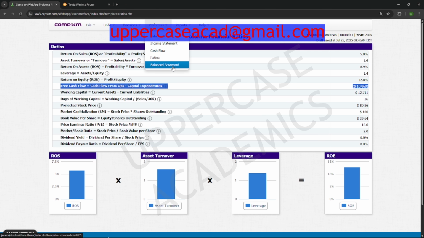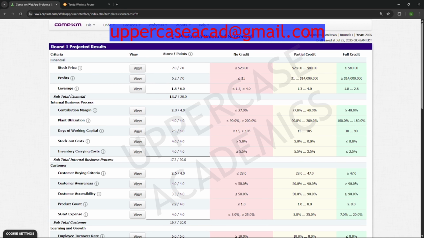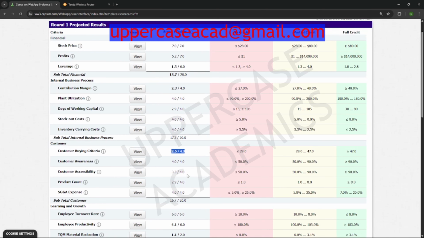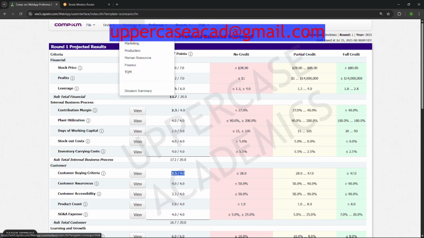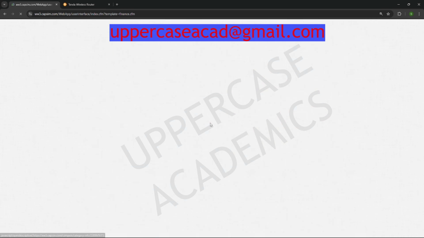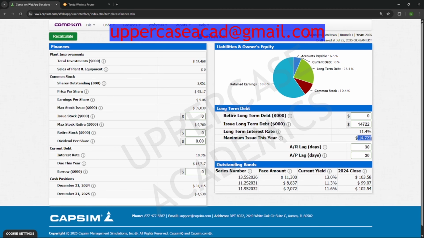Next I'll check on my balance scorecard. Under the balance scorecard, in terms of leverage, I don't have enough points. In terms of contribution margin, I also don't have enough points. In terms of customer buying criteria, also I don't have enough points. So I want to make them go high. So I'll go to my finance. Now under finance, long-term debt, I'll take the maximum that they can give me. Then in terms of current debt, I'll take 10,000. Then I'll hit my calculate button.